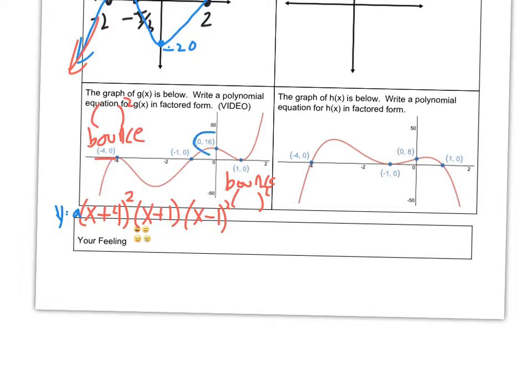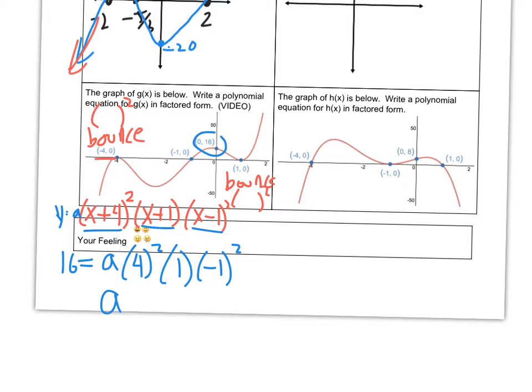And to do that, we're going to use the y-intercept. So I'm going to plug in 16 for y and 0 for x. 0 plus 4 is going to be 4 squared. 0 plus 1 is going to be 1. And 0 minus 1 is going to be minus 1 squared. So that would be 16 times 1 times negative 1 squared, which is positive 1, is equal to 16, which means that a is equal to 1.